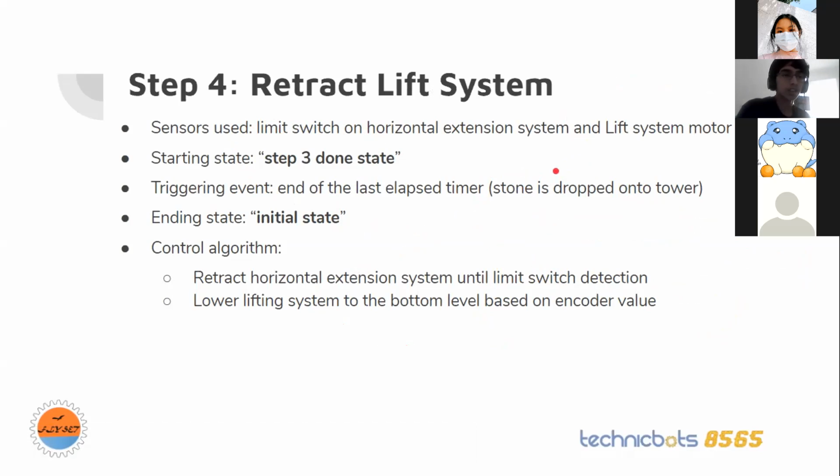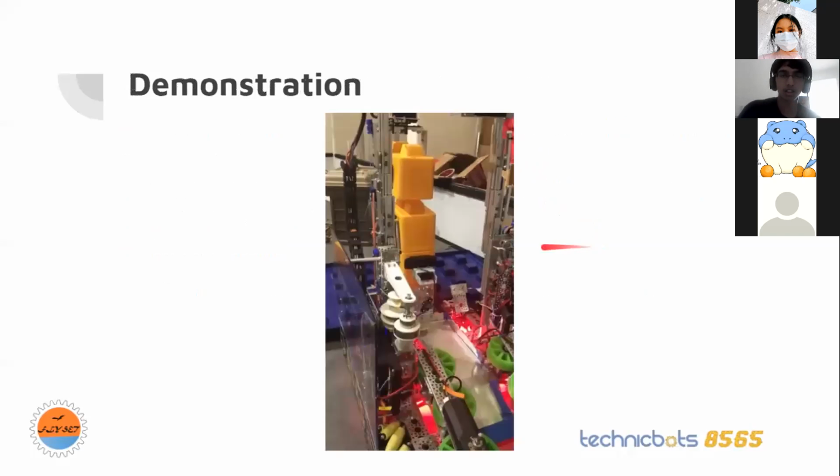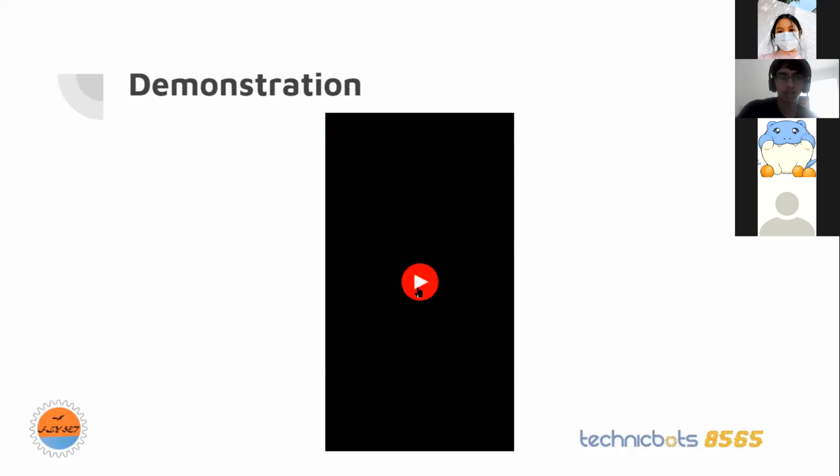And the main control algorithm for this was retracting the whole horizontal extension system until the limit switch detects that it's fully retracted. And then after that, it lowers the lift system to the bottom level based on its encoder values. So as you can see here, here's a quick demonstration video.